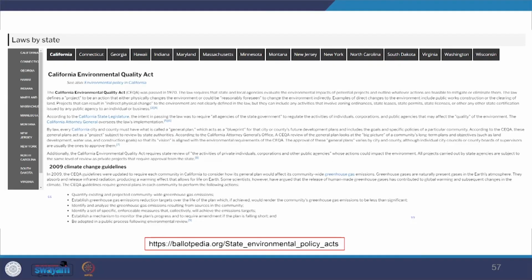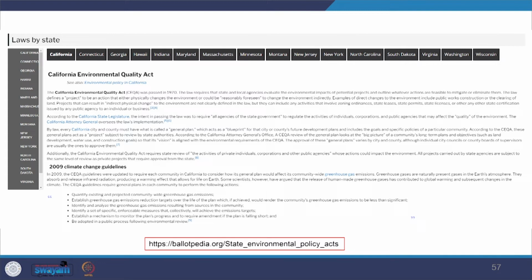And we see that some of the states such as California and Massachusetts have incorporated climate change in their environmental assessment law within the state. In the snip here, you can see the California Environmental Quality Act and Climate Change Guidelines. So, you can see the guideline here. It provides requirements to quantify existing and projected community-wide greenhouse gas emissions. It provides input on establishing greenhouse gas emissions reduction targets over the life of the plan, so your project plan.